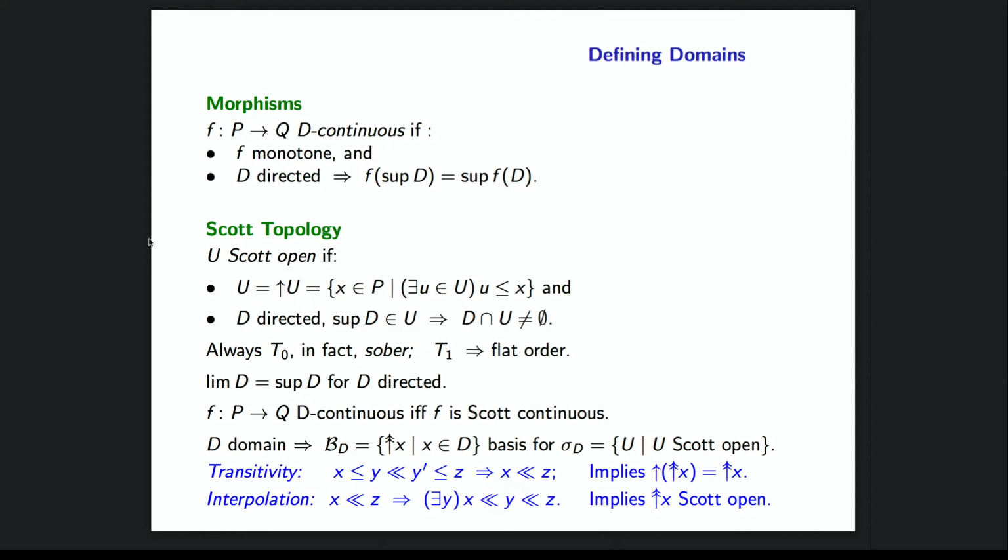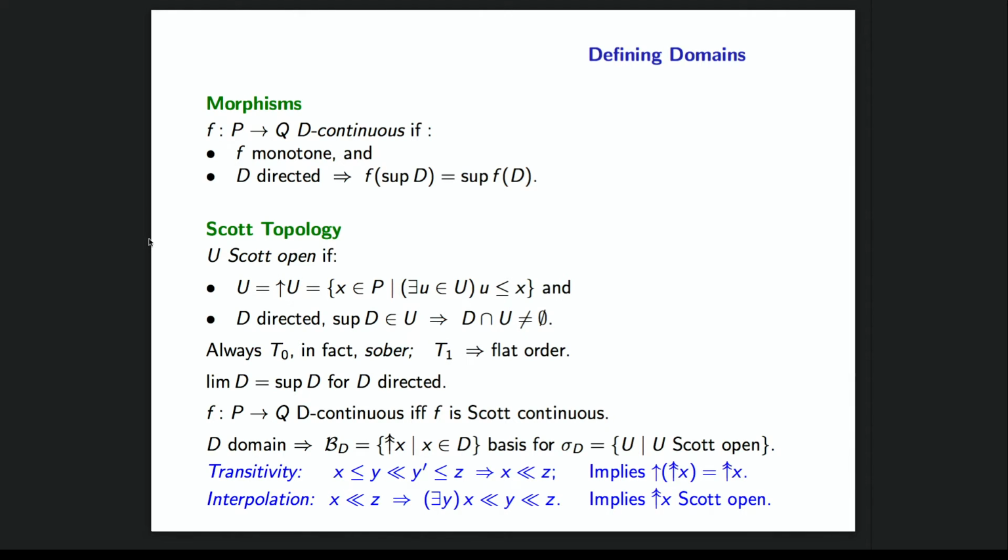We say D is a domain. Well, that means it also has the approximation property. And then the set of points that any element approximates turns out to be a basis for the topology. These are Scott open sets. Why are they Scott open? Well, they're upper sets because of what's called the transitivity relation. If x is below y and y approximates y prime, but y prime is below z, then x already approximates z. And that tells you these sets are upper sets.